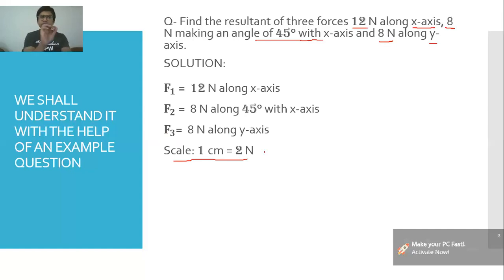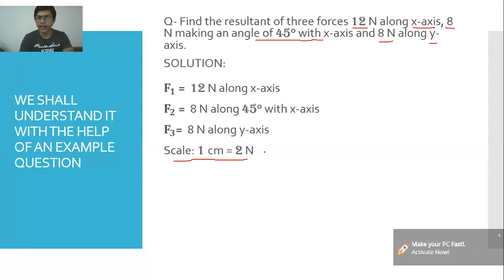Okay, so whenever I draw a line of 1 centimeter, it means that I am representing 2 Newton's magnitude. And for example, if I draw a line of 3 centimeter, it means that it is representing 6 Newtons. Okay, as 1 centimeter is 2 Newton, then 2 centimeters should be 4 and 3 centimeters should be 6.